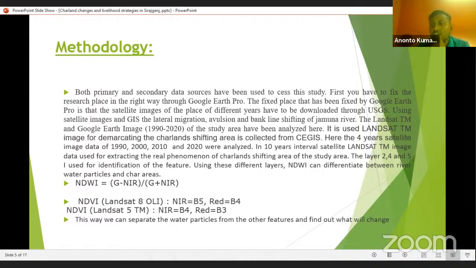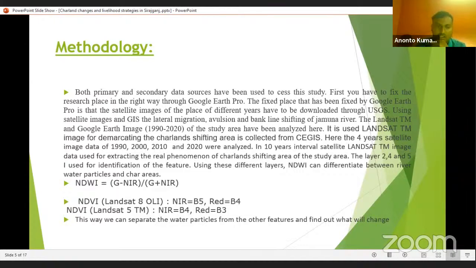That is using 10-year intervals, in 1992 and 2020. They are using Landsat 5 and Landsat 8 images. The images with 3 bands mostly use layers 2, 4, and 5. The NDWI, NDWI, is mainly used for the difference in water and char land characteristics.